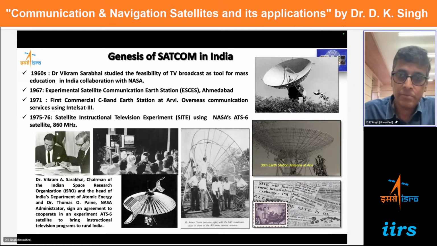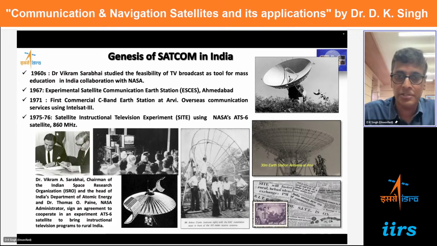So the satellite communication history goes as deep as 1960, when Dr. Vikram Sarabhai started thinking about it, and he collaborated with NASA. We did certain experiments where the Earth station was set up right here in this campus in Ahmedabad in 1967. And there was a very big Satellite Instructional Television Experiment called SITE, conducted in the 75-76 time frame, and this was the first example of DTH.